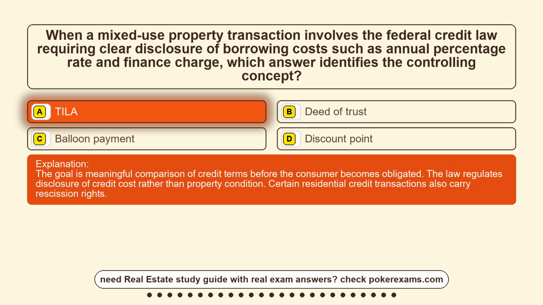The goal is meaningful comparison of credit terms before the consumer becomes obligated. The law regulates disclosure of credit cost rather than property condition. Certain residential credit transactions also carry rescission rights.